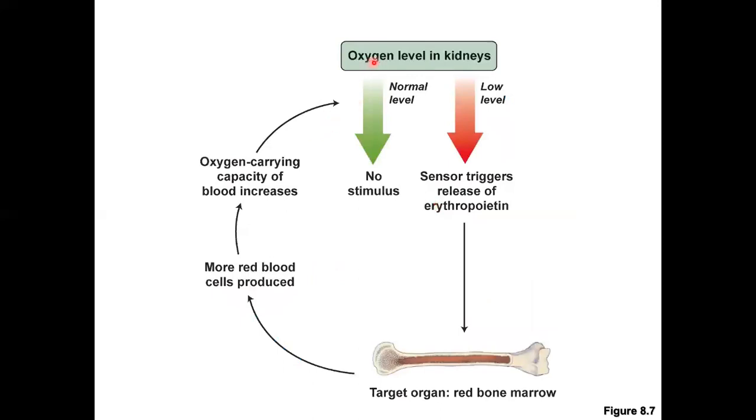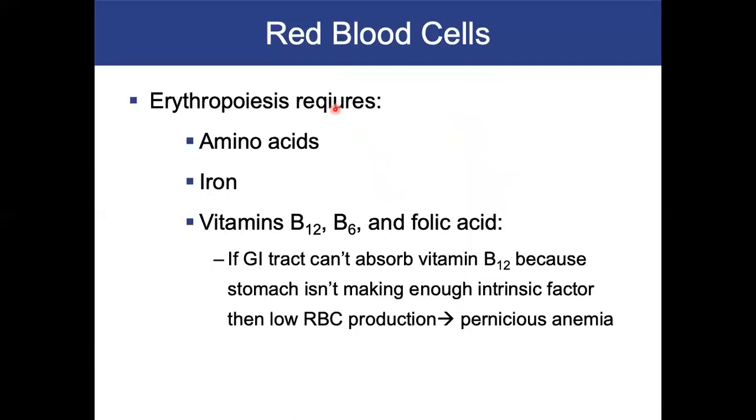Okay, so if oxygen levels are normal, there's no trigger, right? If oxygen levels drop at the kidney, then erythropoietin is released and we go through the whole feedback loop. What do we need to make red blood cells? We need amino acids, right? Because we need to make those globular proteins. We need iron, we need vitamins B12 and B6 and folic acid.